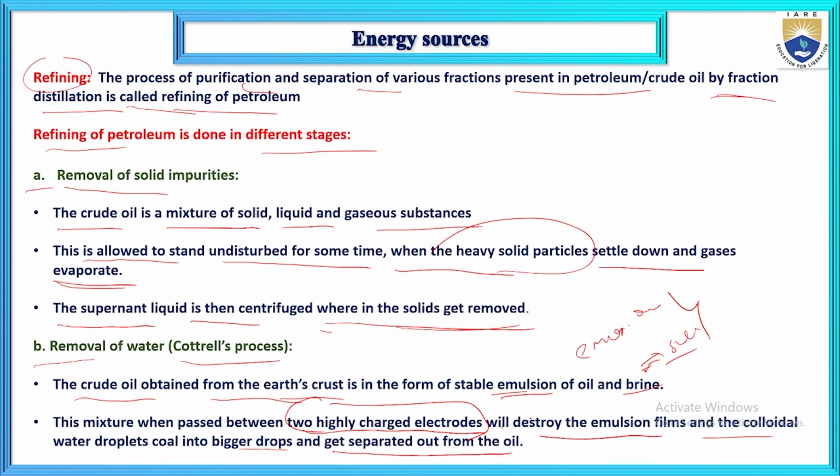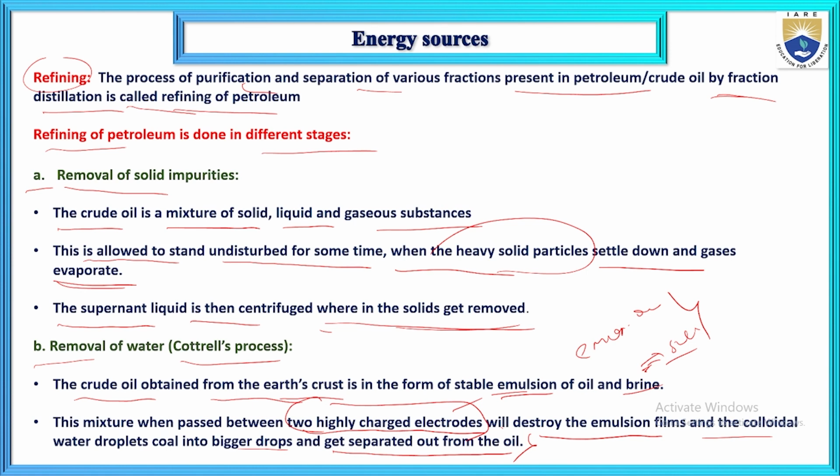Then these form two phases. So by simple separation, we can separate the oil phase and the water phase by sending these emulsions into two highly charged electrodes.